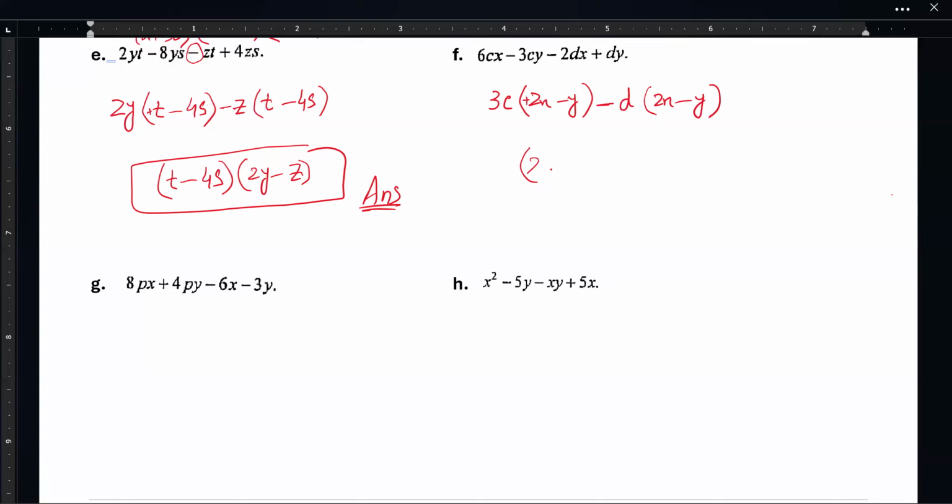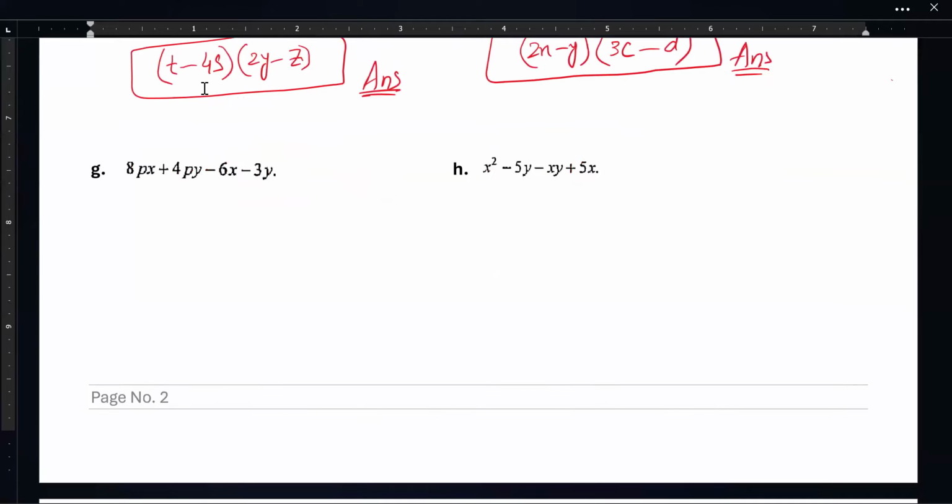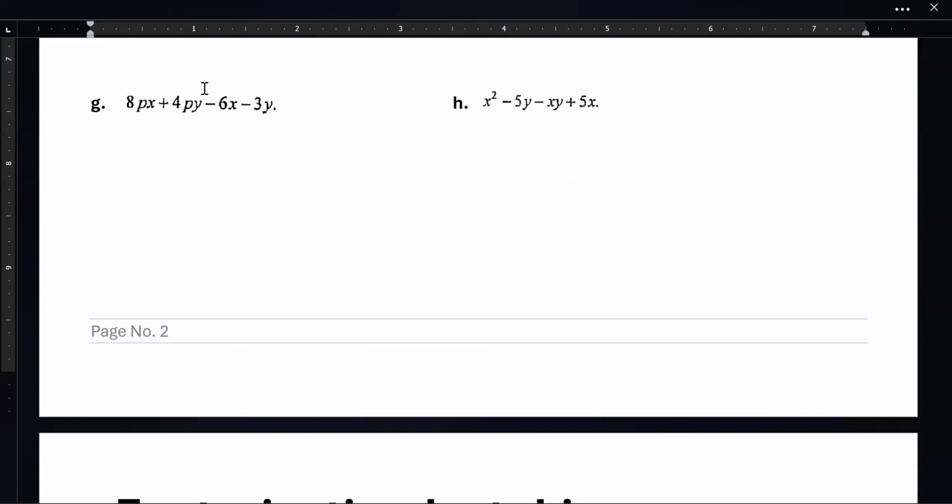So the first bracket, I'll take 2x minus y as common, and now we have 3c minus d. This is my final answer. Okay, next question.